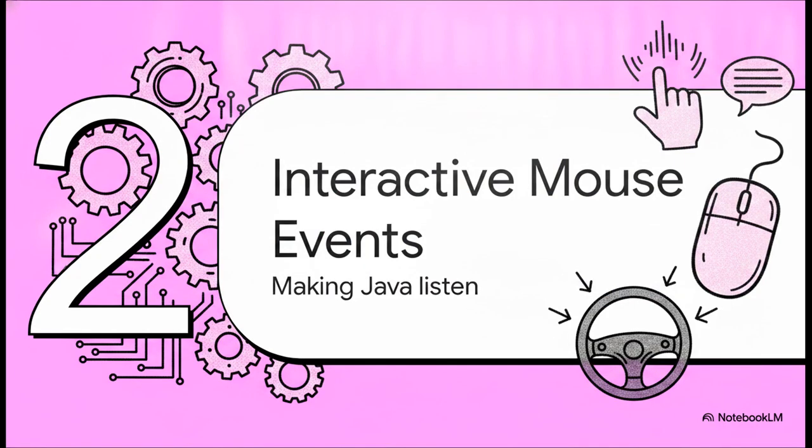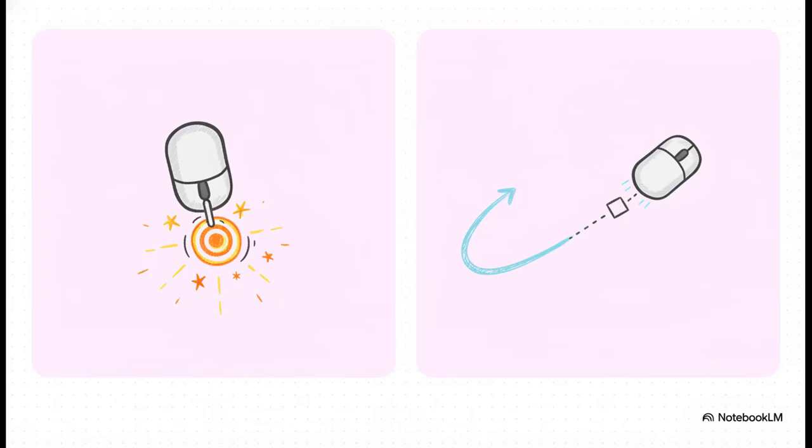Moving on to part 2, interactive mouse events. We're looking at making Java actually listen. So we've got this powerful, high-performance, platform-independent engine, right? But an engine isn't much use if we can't drive it. In Java, listening to our physical actions is cleanly divided into specific interfaces.